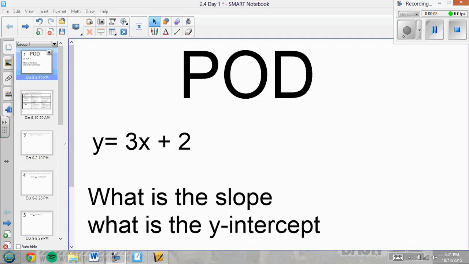For your POD, I want you to find the slope and the y-intercept. I'm going to give you about 30 seconds to find your slope and y-intercept.